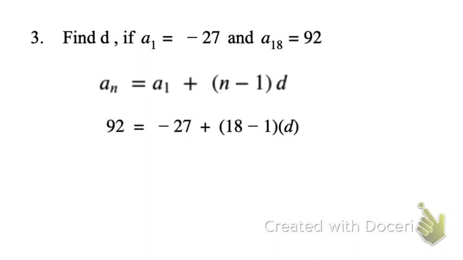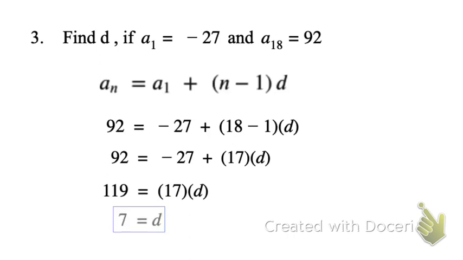Okay, did you get 92 equals negative 27 plus 18 minus 1 D? Or how do we get to this 92? We start at negative 27 because that's our first number, and we got to go out to the 18th number, so we will add 17 of our mystery D's. Well, now we can figure out this mystery D value by just solving this, and we find out that we're adding 7. Now we could have made a determination right off the bat. If the first number is negative and the 18th number is bigger than that, then what does our D value have to be? It has to be positive. So we can use that as a little check.